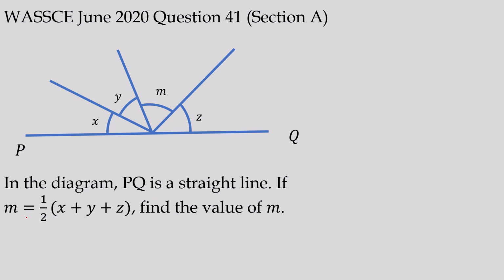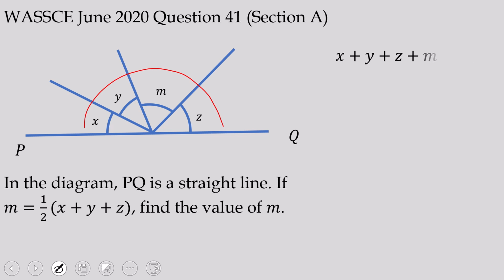Now we have m being equal to this. Okay, so m is equal to half of x plus y plus z, and we've been asked to solve for the value of m. Now when you take a look at this diagram, PQ is a straight line, meaning when I add all these angles over here, I'm supposed to get 180. So the sum of the angles on a straight line is equal to 180. So x plus y plus z plus m is equal to 180.